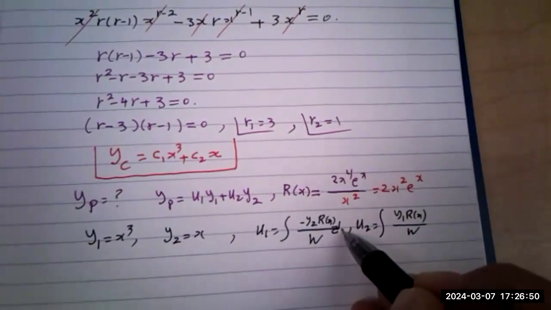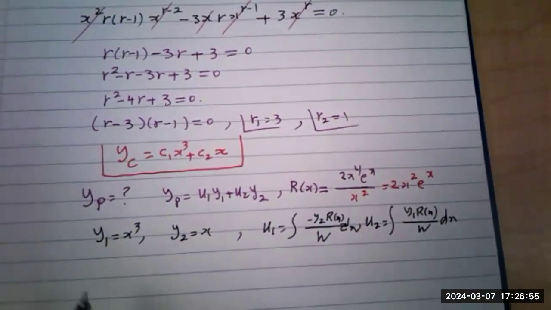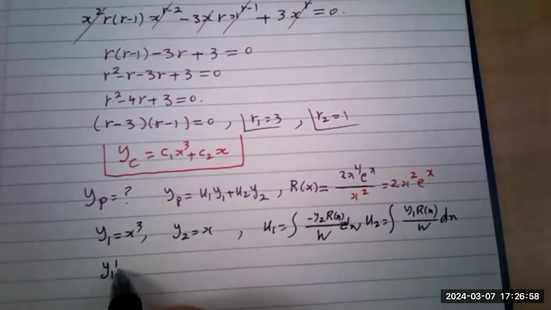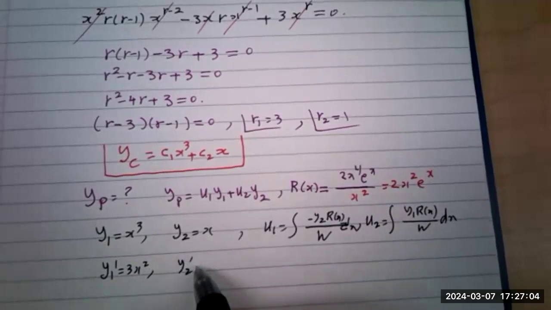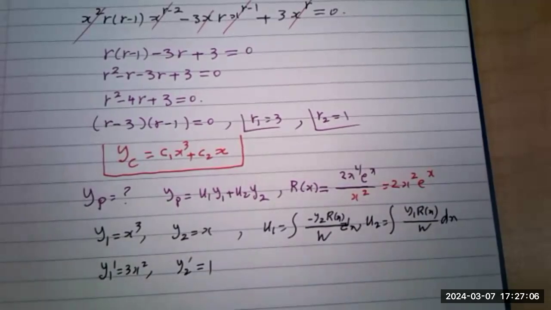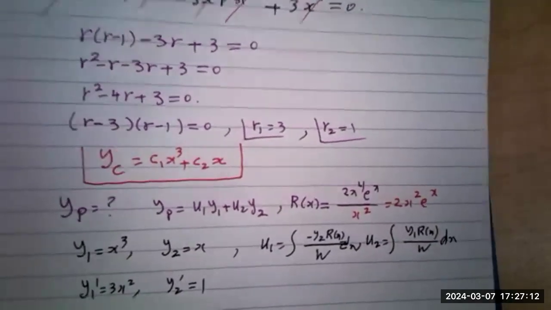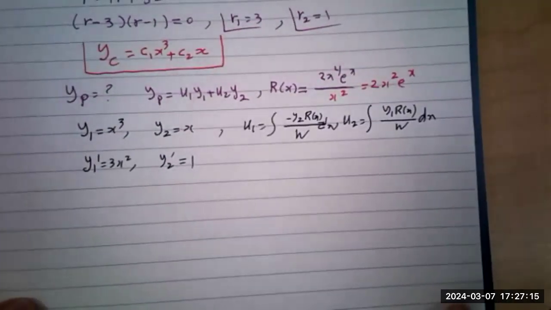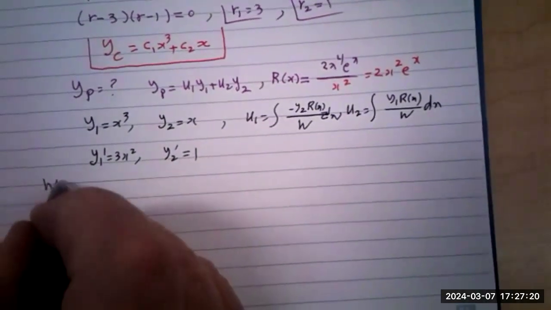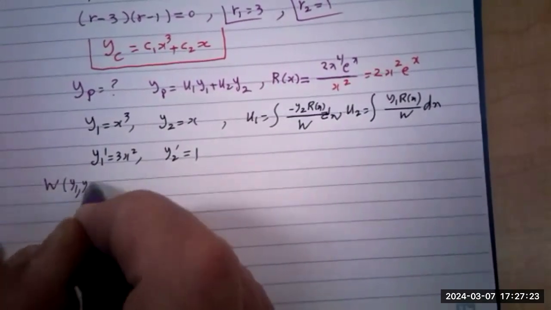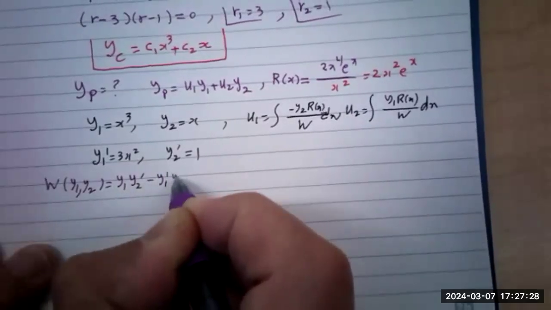So you have to find the Wronskian first. So differentiate: y1 prime would be 3x squared, and y2 prime would be 1. So it's negative y2 and then positive y1, the way we proved it the other day. So we go with the Wronskian. The Wronskian of y1, y2 is y1 y2 prime minus y1 prime y2, the determinant of that matrix.